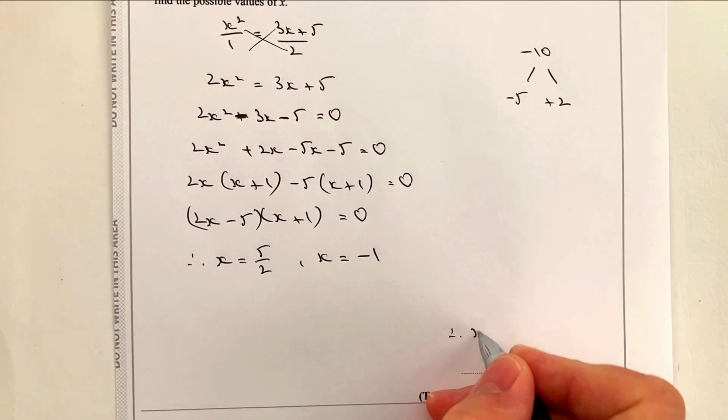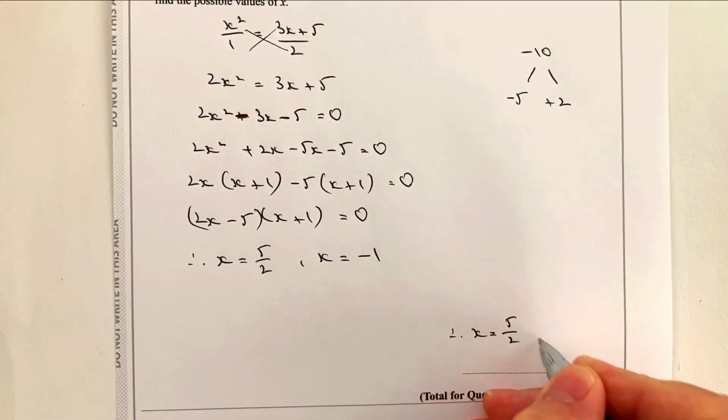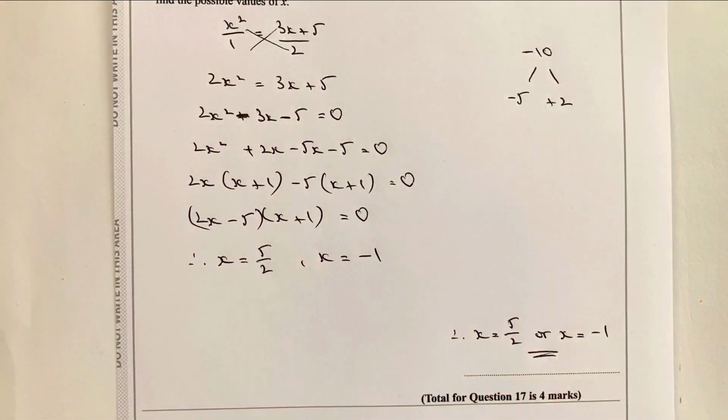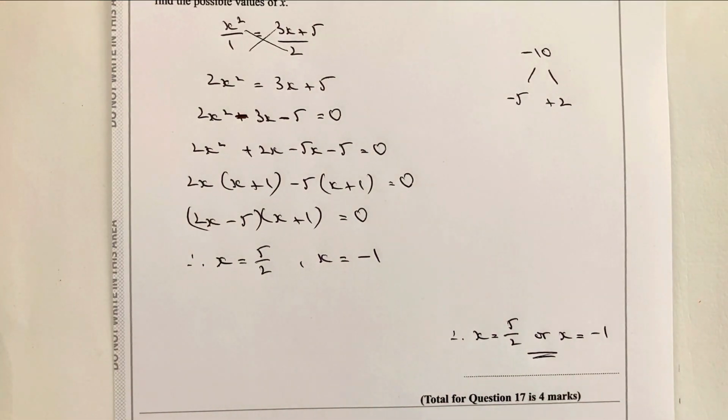So therefore, x equals 5 over 2, or x equals minus 1, and that would be the answer to this question. Okay, I hope that's been useful to you.